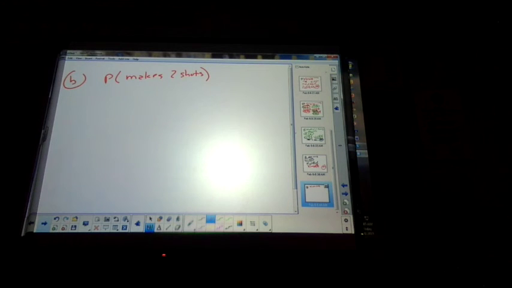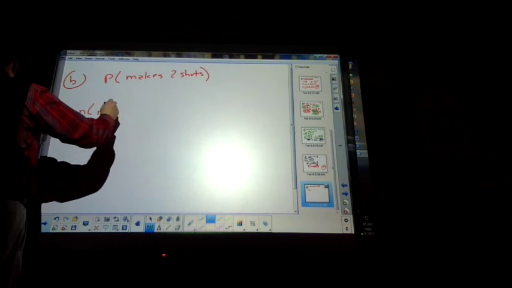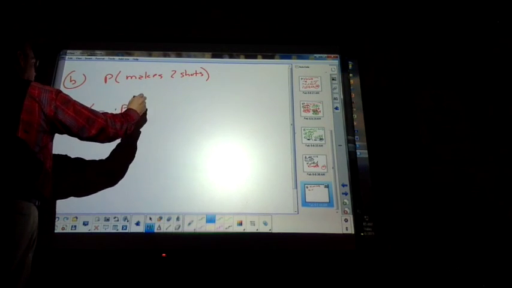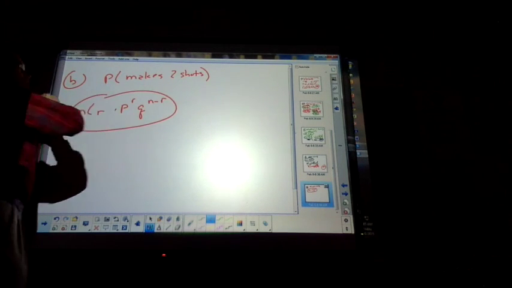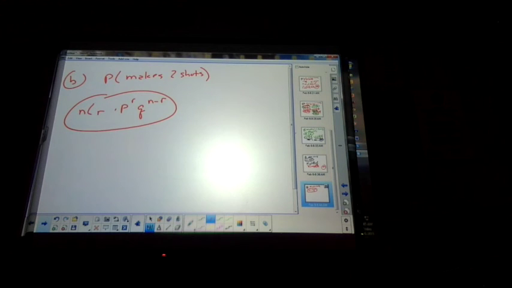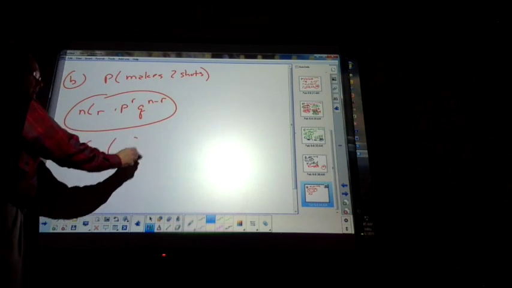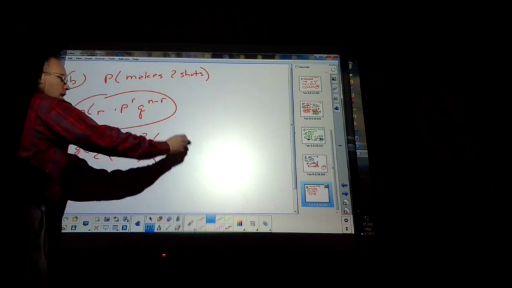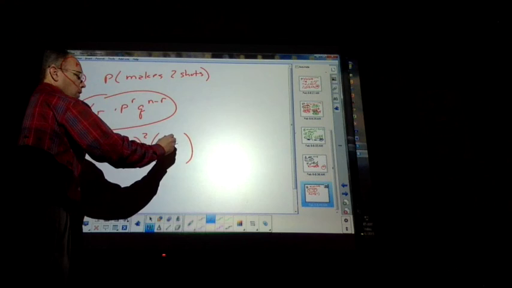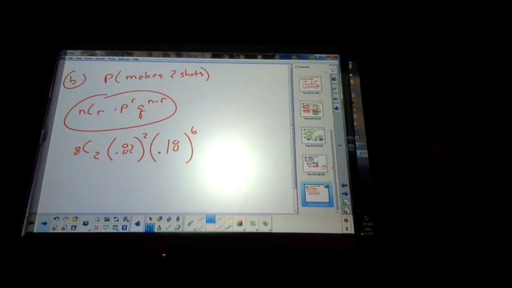Okay? So, I'm going to again use my equation: nCr times the probability of the event taking place times the probability of the event not taking place. This is our favorite equation. How many shots are left in this game? So I have 8. Choose how many? 2. Times the probability makes, 0.82 raised to what? Second. Probability doesn't make? 0.18 raised to the what? 6. 6 and 2 have to add up to all of our events.